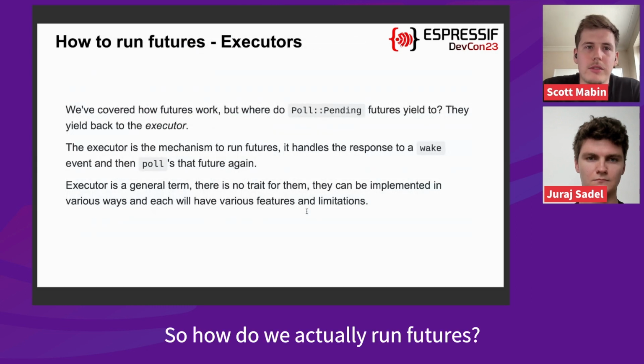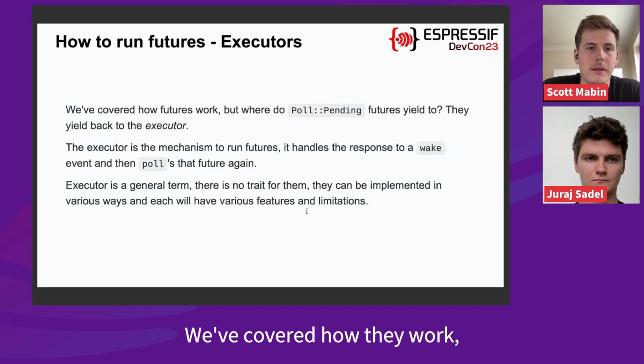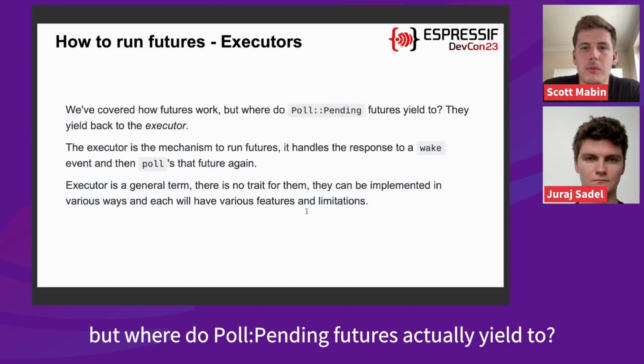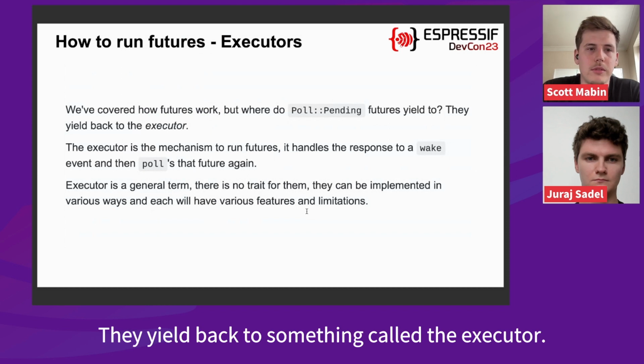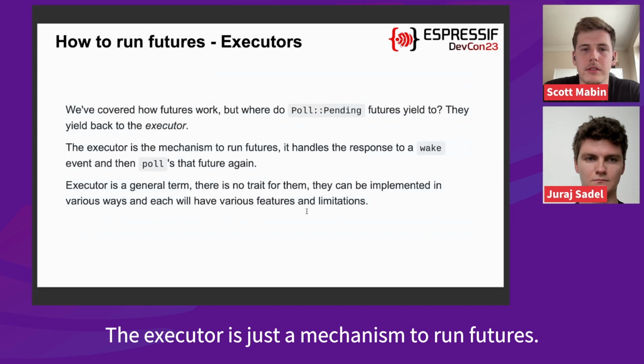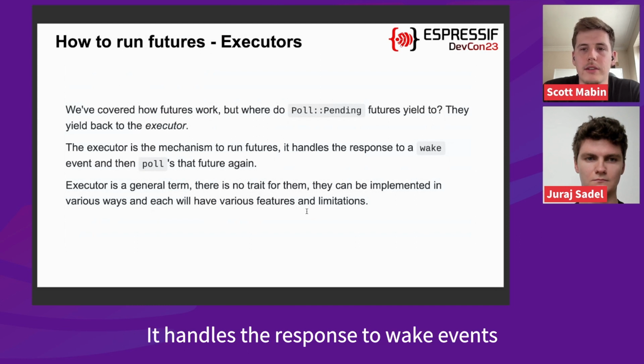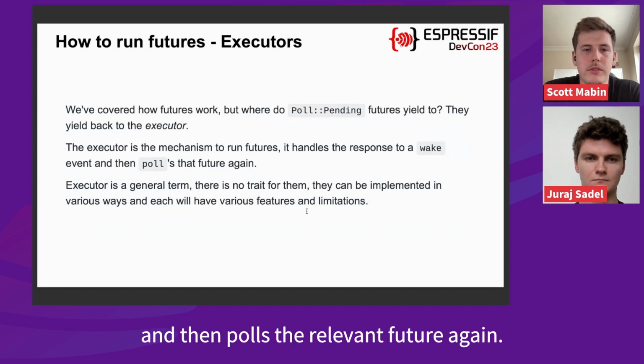So how do we actually run futures? We've covered how they work, but where do poll pending futures actually yield to? They yield back to something called the executor. And the executor is just a mechanism to run futures. It handles the response to wake events and then polls the relevant future again.